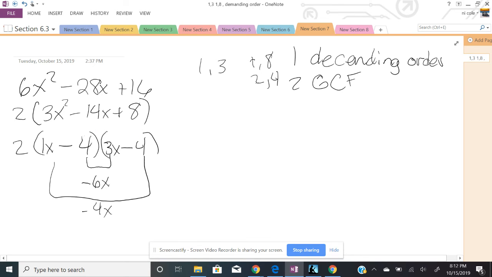So that gives me a 4 and a 2. 4 times 3 is negative 12. And 1x times 2 gives me a negative 2x. So negative 12 plus negative 2 gives me my negative 14. So this here would be the answer you need to put into Math Excel. Do not forget to carry that GCF all the way down. It is part of the original equation.